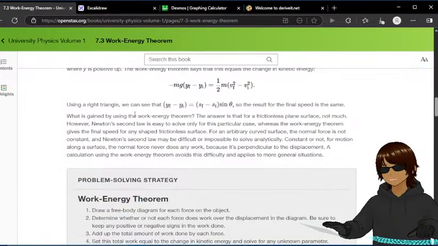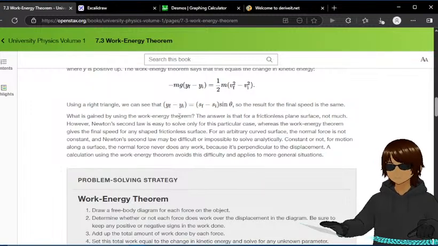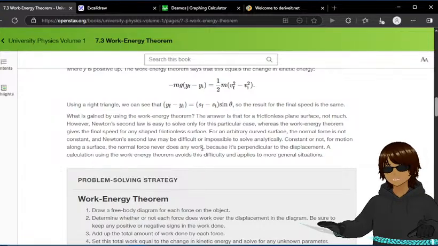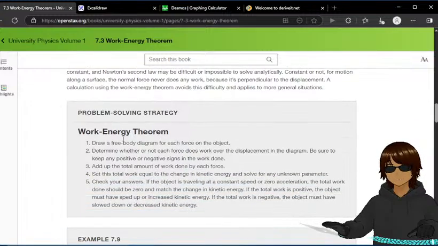What is gained by using the work energy theorem? The answer is that for a frictionless plane surface, not much. However, Newton's second law is easy to solve only for this particular case, whereas the work energy theorem gives the final speed for any shaped frictionless surface. For an arbitrary curved surface, the normal force is not constant, and Newton's second law may be difficult or impossible to solve analytically. Constant or not, for motion along a surface, the normal force never does any work because it's perpendicular to displacement. A calculation using the work energy theorem avoids this difficulty and applies to more general situations.